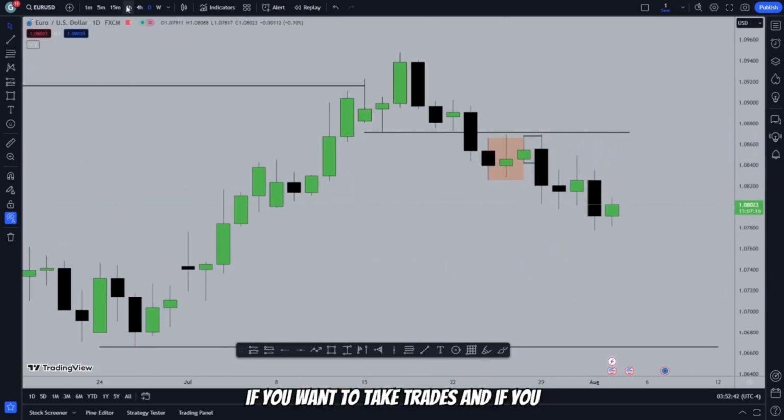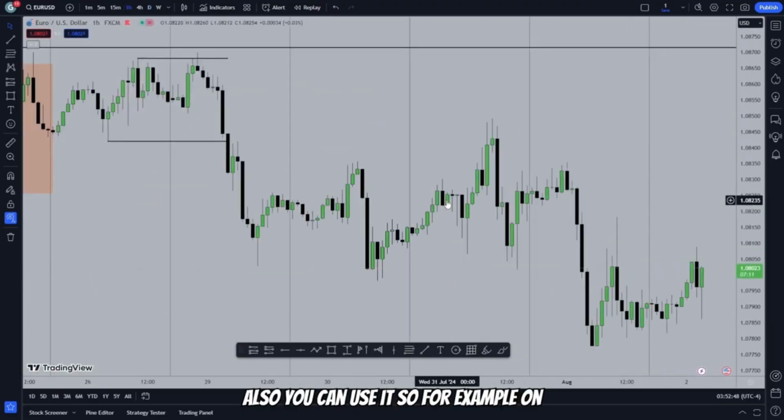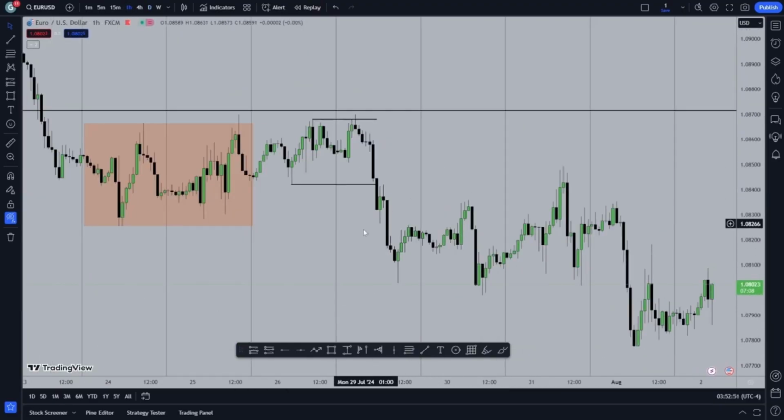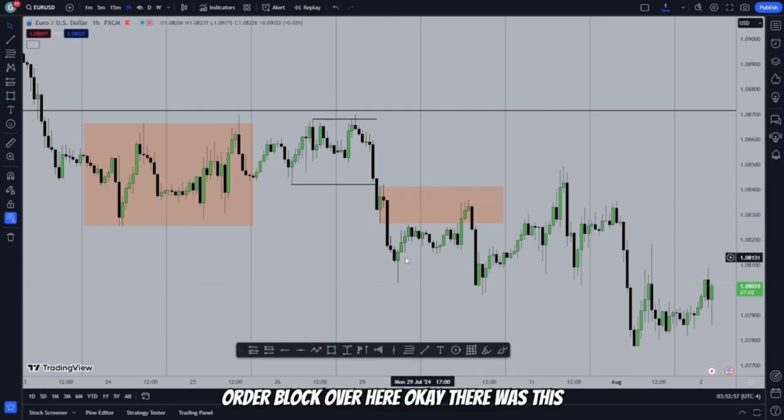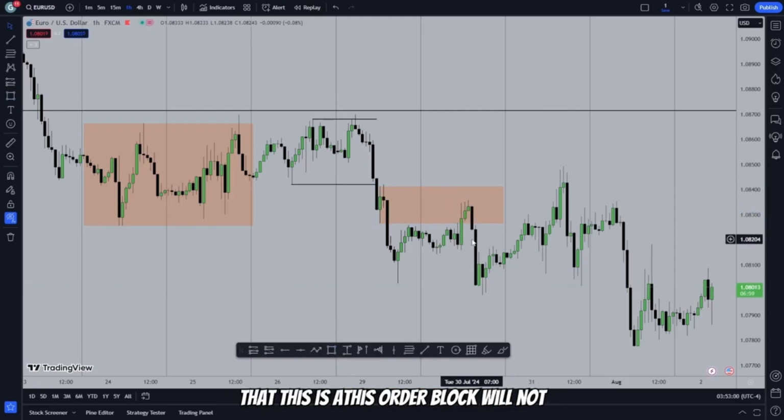Okay, so if you want to take trades, and if you trade on smaller time frames like 5 minute and 15 minute, then also you can use it. So for example on Tuesday over here, okay, you can see that there is this algorithmic order block over here. Okay, there was this algorithmic order block, but the thing is that this order block will not work when price will go down and take this low. Okay, the same thing happened over here.